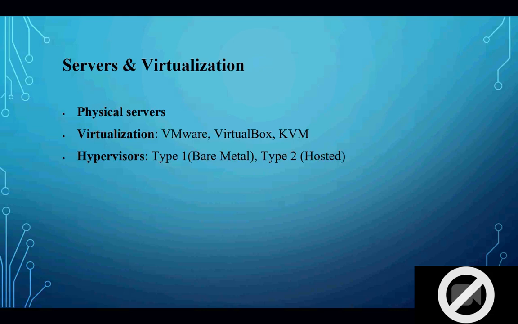So, servers and virtualization. We have physical servers. Again, as I mentioned last time, they are hardware machines, basically computers. And then we have virtualization. Those allow multiple virtual machines to run on one physical server using hypervisors like VMware, KVM, or VirtualBox, and I will explain those different types of hypervisors.